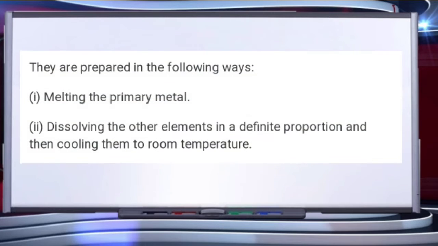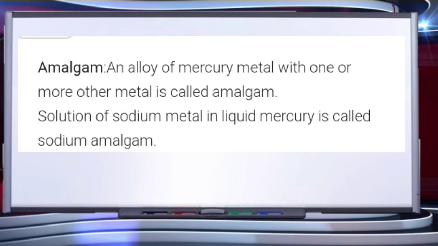So let's talk about how the alloys are prepared. First of all, melting the primary metal, then dissolving the other elements in a definite proportion and then cooling them to room temperature. There are various types of alloys, children.